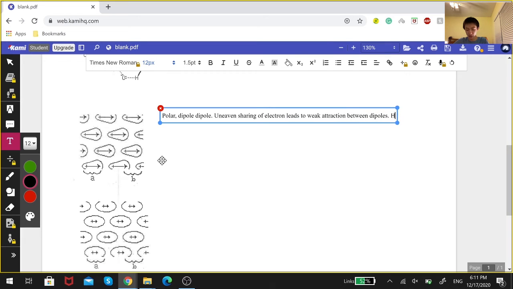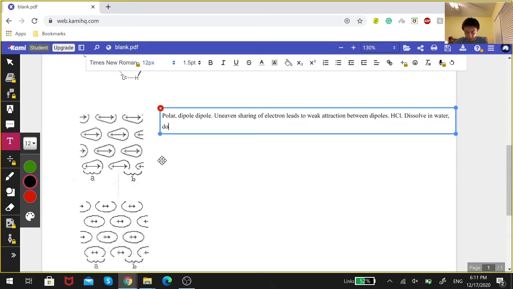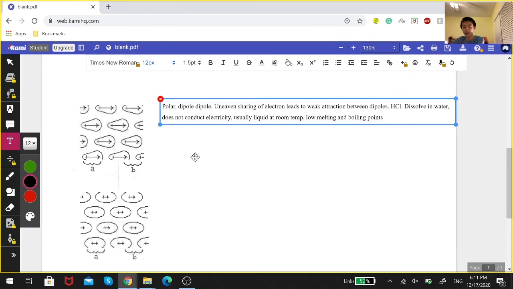Now examples of this include HCl. Its properties include dissolves in water, aka soluble, does not conduct electricity, usually liquid at room temperature, and it has low melting and boiling point. Well, because it has a weak intermolecular force.